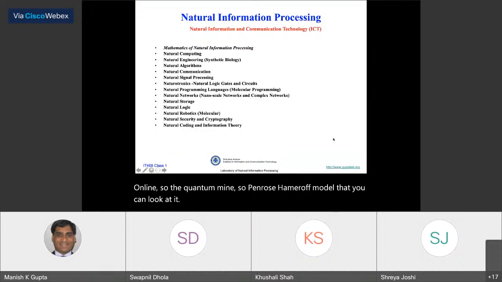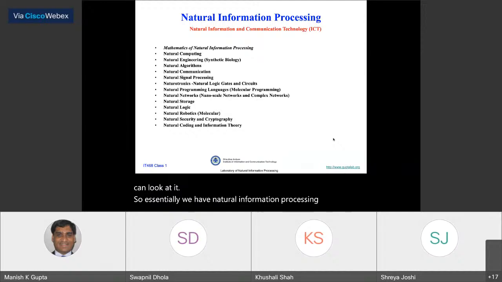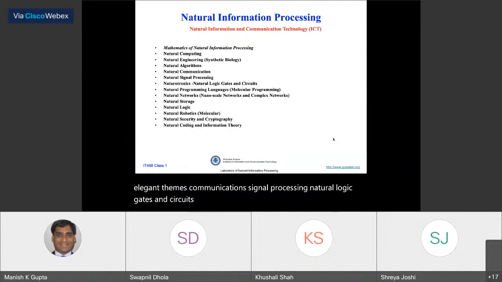So essentially, we have natural information processing. There are plenty of branches of natural ICT, natural computing, natural engineering, or call it synthetic biology: natural algorithms, communication, signal processing, natural logic gates and circuits, molecular programming, natural programming languages, natural networks. Complex networks is part of it. Natural storage, natural logic, natural robotics, natural security and cryptography, and natural coding and information theory. All these branches have emerged, and some work is already there.